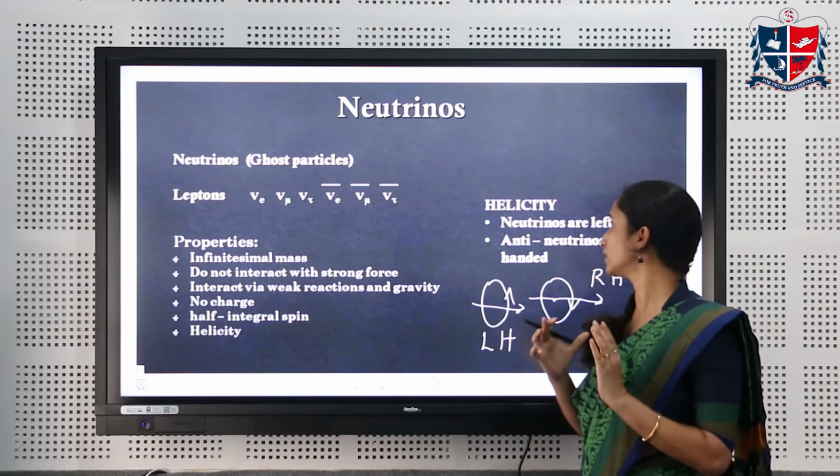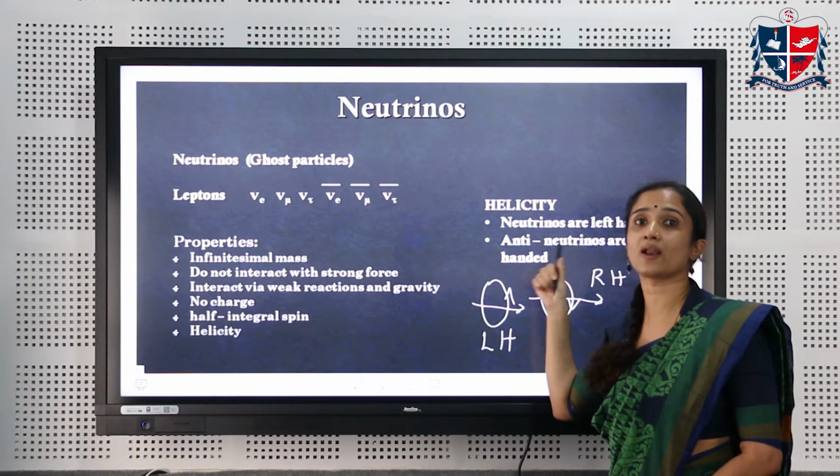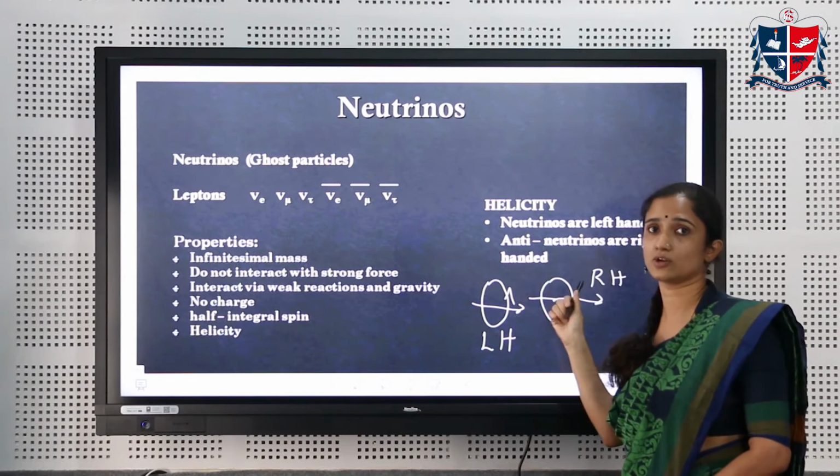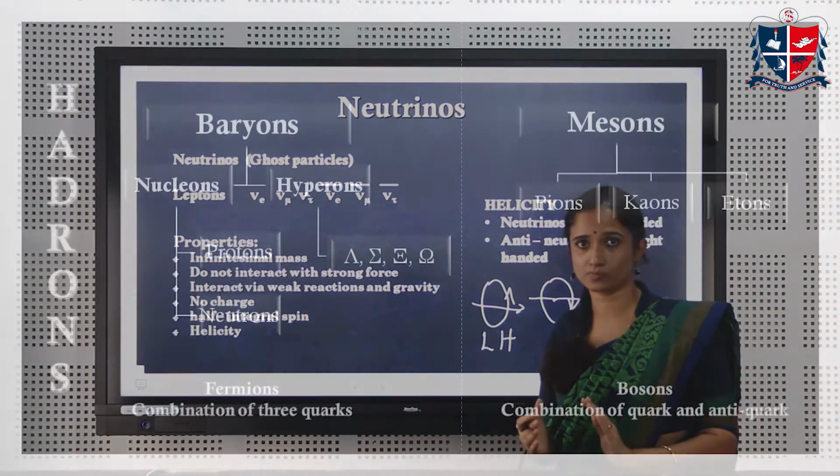And it is observed in the universe that all neutrinos are left-handed and all antineutrinos are right-handed. So this distinguishes a neutrino from an antineutrino.